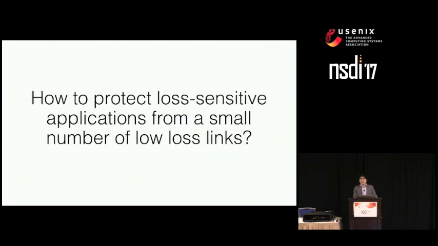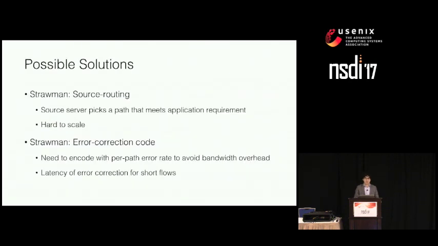So how do we protect loss-sensitive applications from a small number of lossy links? There are several possible solutions. For example, you can do source routing, let the source server pick a path that meets the application requirement. But this approach is fundamentally hard to scale because there is a lot of information you have to distribute to all the servers. Another strawman approach is simply using error correction code.